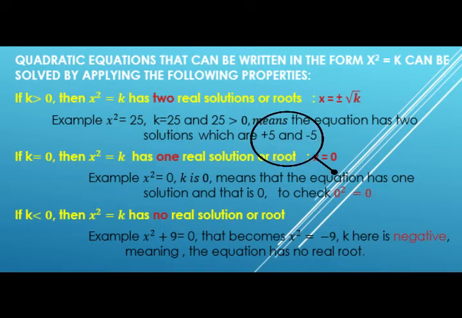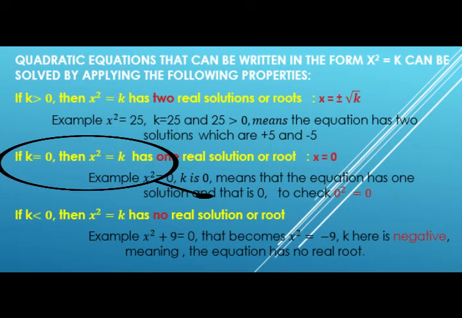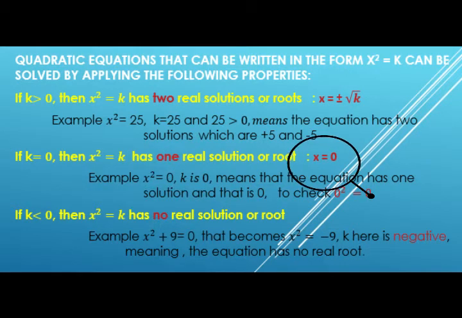And if k is equal to 0, then x squared is equal to k has one real solution or root, and that is x is equal to 0. Example, x squared is equal to 0, k is 0, means that the equation has one solution, and that is 0. To check, 0 squared is equal to 0. And if k is less than 0, then x squared is equal to k has no real solution or root. Example, x squared plus 9 is equal to 0. That becomes x squared is equal to negative 9. K here is negative, meaning the equation has no real root.